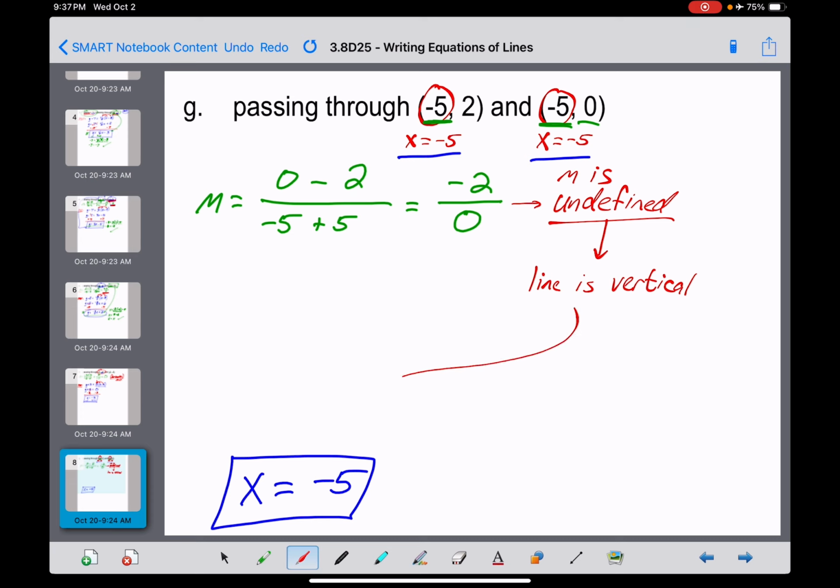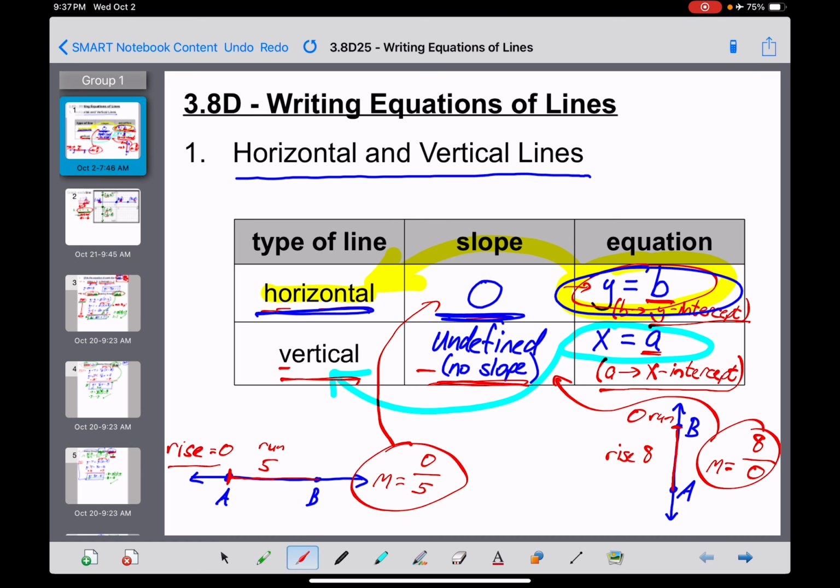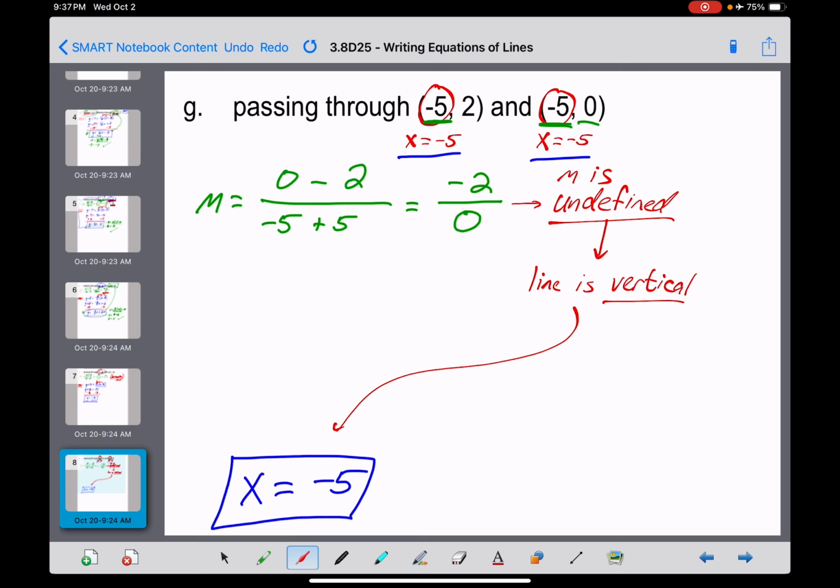Once you realize the line is vertical, let's go back to the table now. Once you realize the line is vertical, this is something you need to know, that its equation is just going to be x equals a constant. So at this point, now that it's vertical, we know that it's x equals, and then you just go and say, okay, what are the x values of both of these points? -5, and that's your answer.